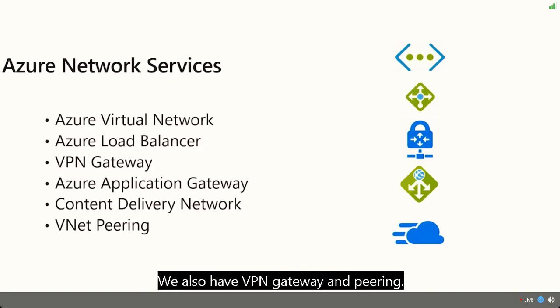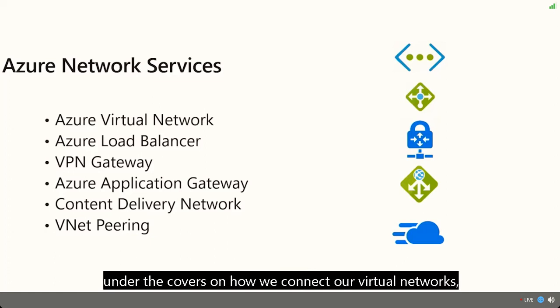We also have VPN gateway and peering. I'm going to talk about those in a moment, but it's one of the key technologies we use under the covers on how we can connect our virtual networks, but also more importantly, how we can connect from on-prem into Azure for hybrid networking.